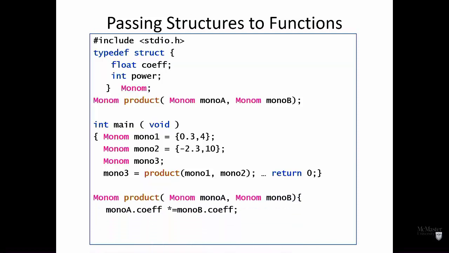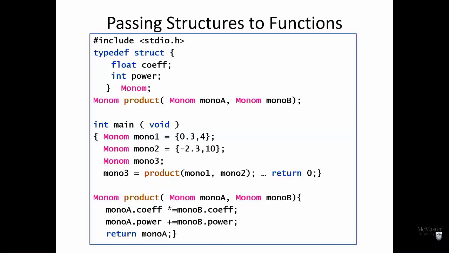Inside the body of the function itself, I'm multiplying the coefficients together, mono A and mono B, and then I'm adding the powers together, and then I'm returning a structure here. Can someone see something that is problematic here for a bonus mark? What is the problem with this function?